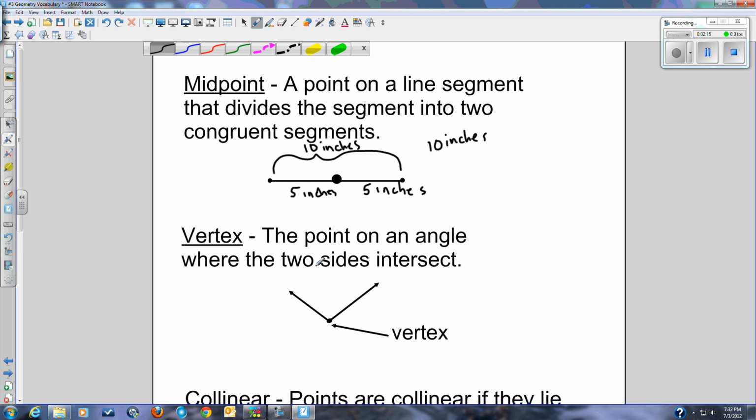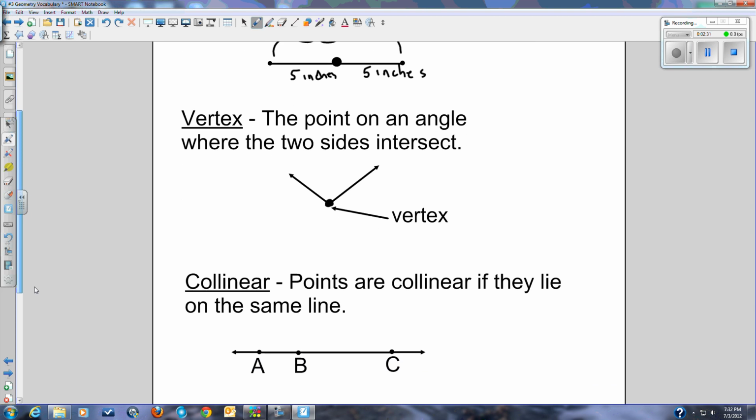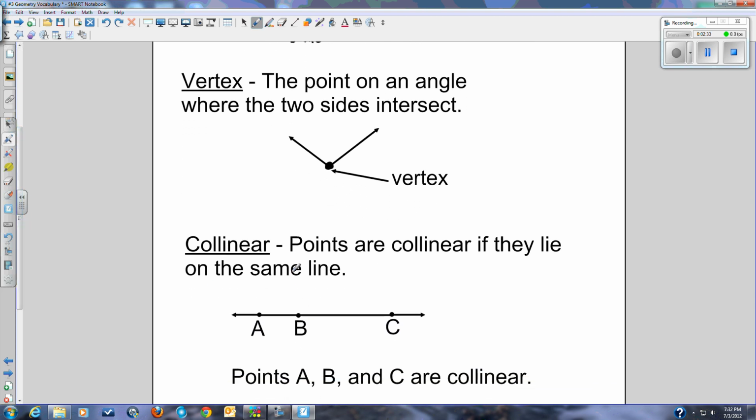A vertex is the point on an angle where 2 sides intersect. So here's an angle, and you can see I've got an arrow pointing to the vertex, this point here where the 2 sides come together, where the 2 rays of the angle intersect one another. Collinear. Points are collinear if they lie on the same line. So in this picture, points A, B, and C are collinear.